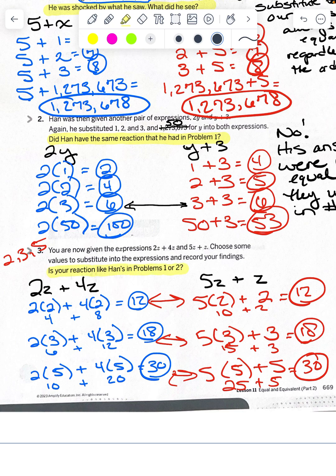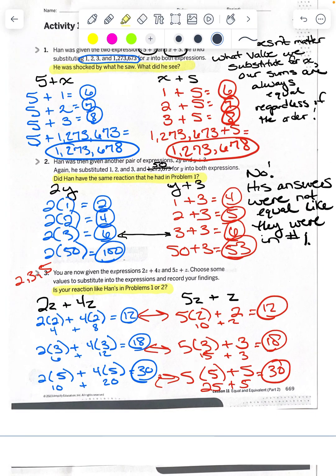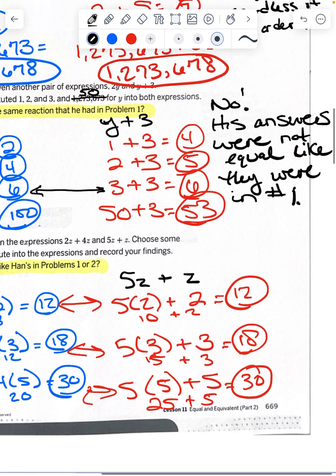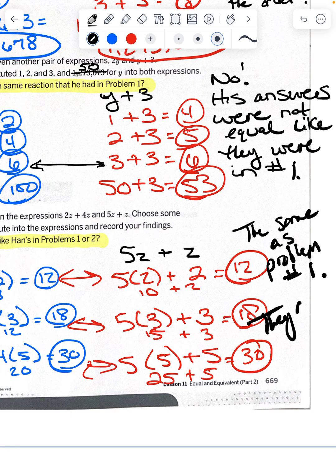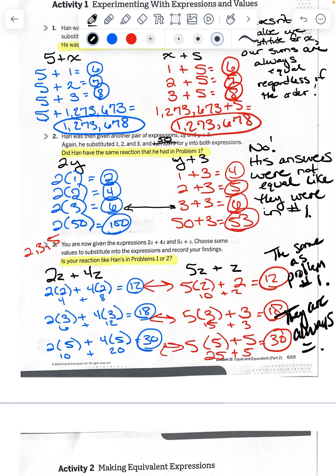So is your reaction like Hans in problem 1 or 2? So this one would be like problem 1, okay? So up here, the same as problem number 1. They are always equal, okay?